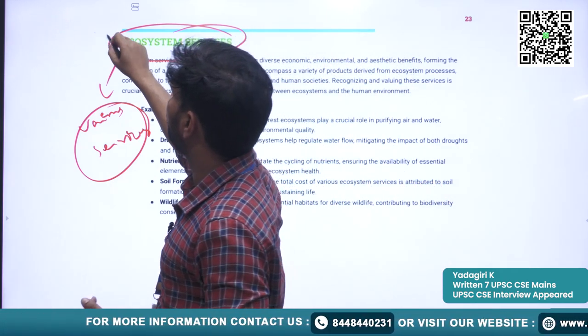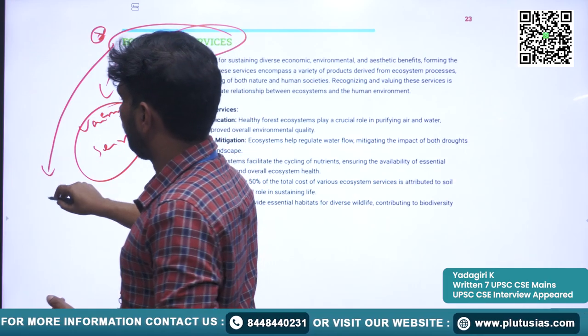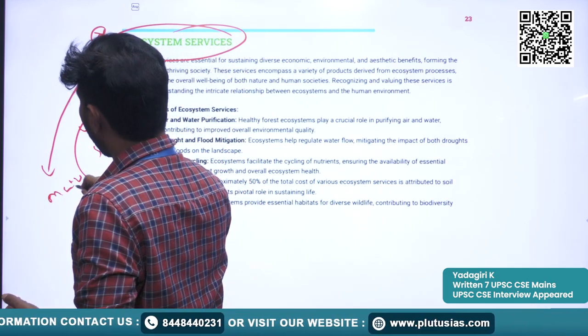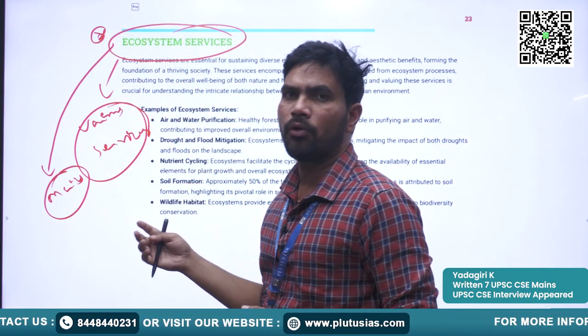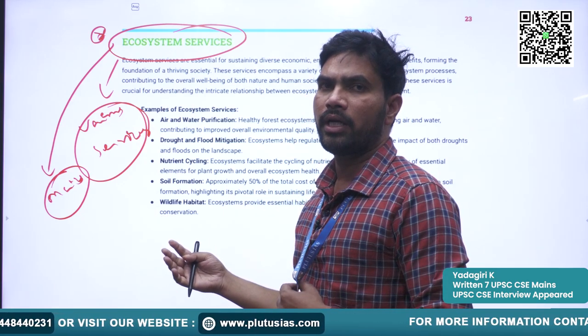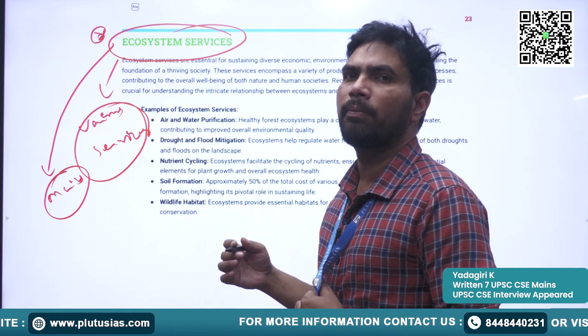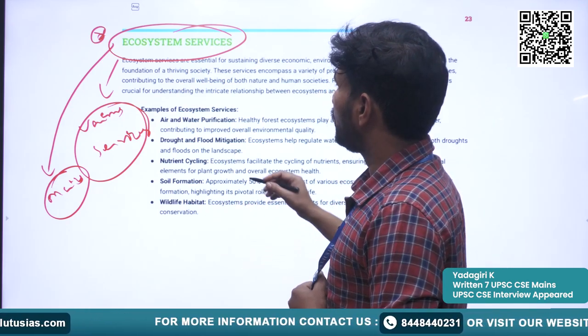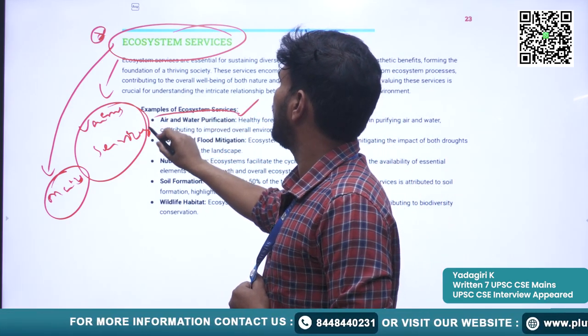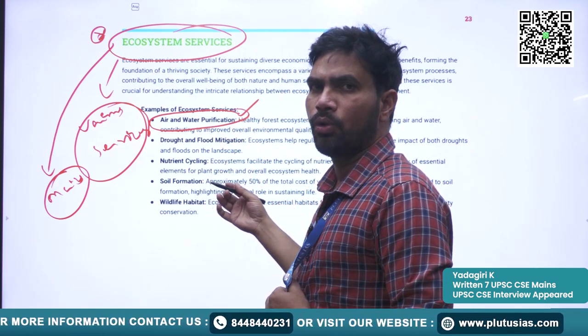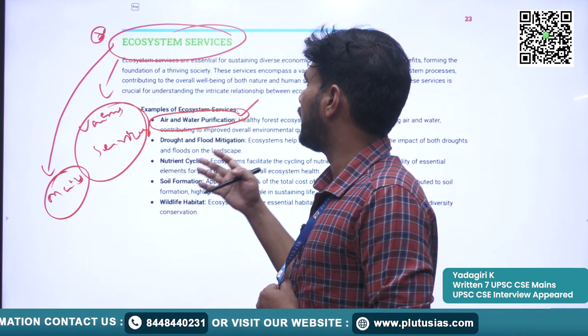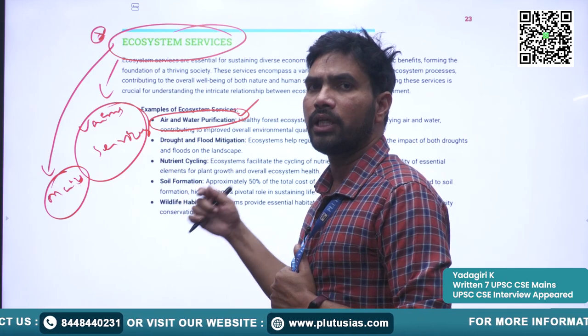So this is a very, very important aspect, because once in mains there was a question about the services that have been provided by the ecosystem. So try to remember the examples of ecosystem services. Some of the services are air and water purification. You know all about this. Basically the air and water is purified by the ecosystem.